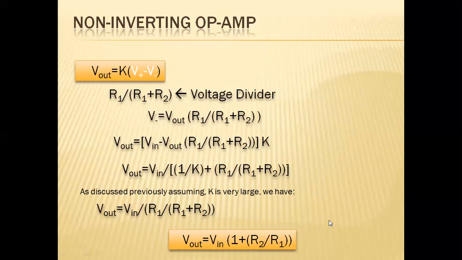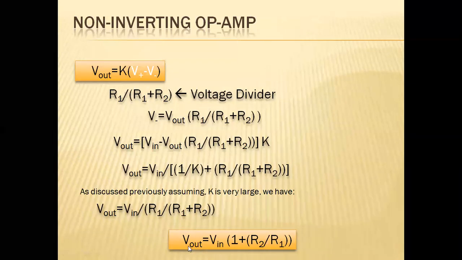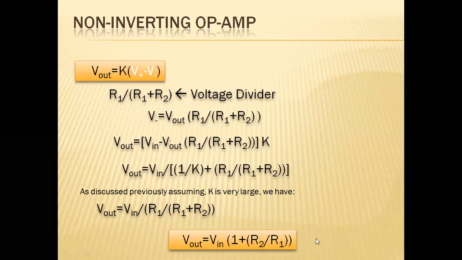So this is the factor that needs to be identified. This is a basic formulation you will get even in 1 mark questions: what is the voltage gain at the output in the case of a non-inverting operational amplifier? Here the answer is: voltage output is equal to voltage input times 1 plus R2 by R1.